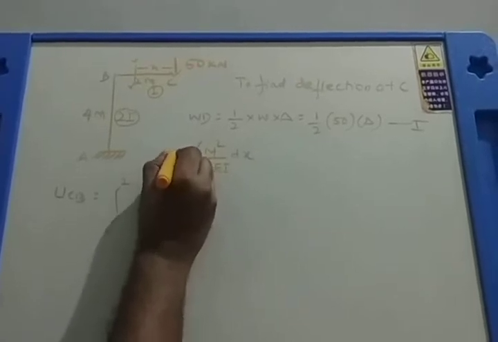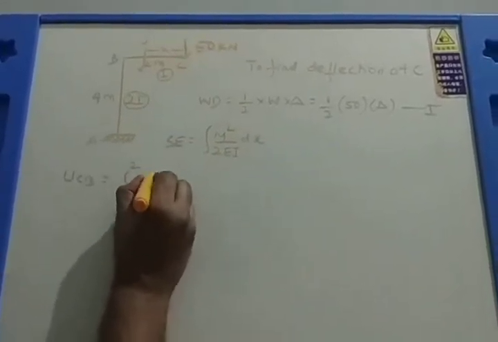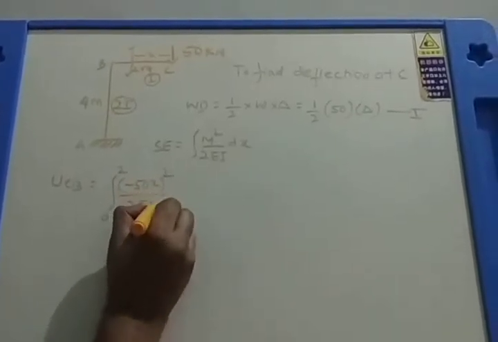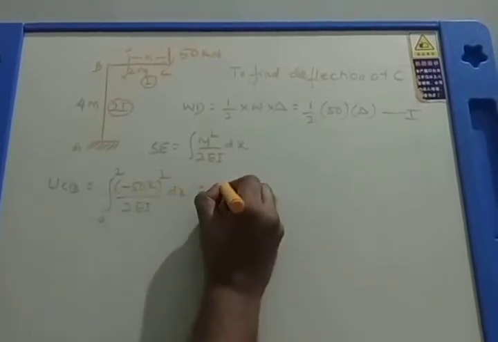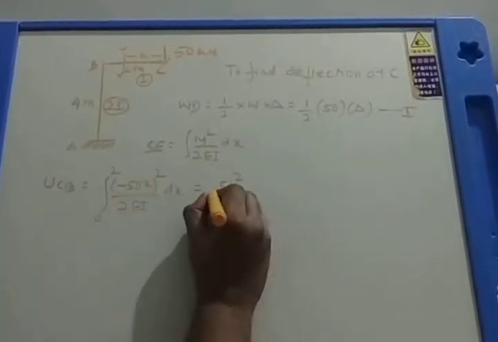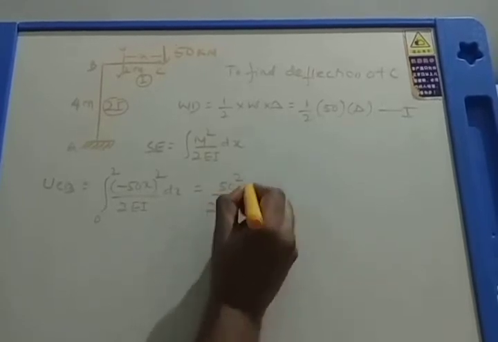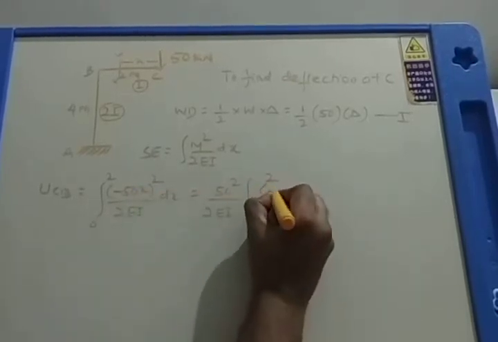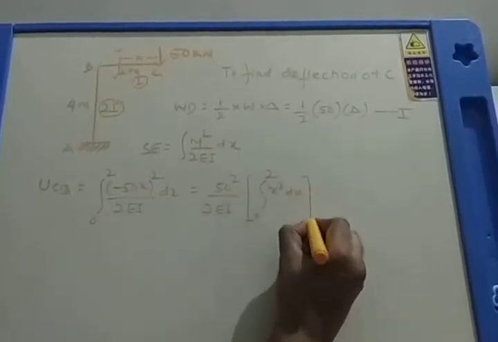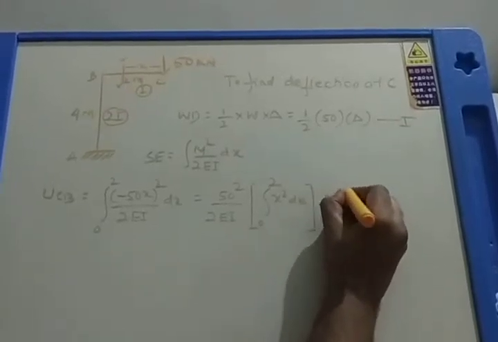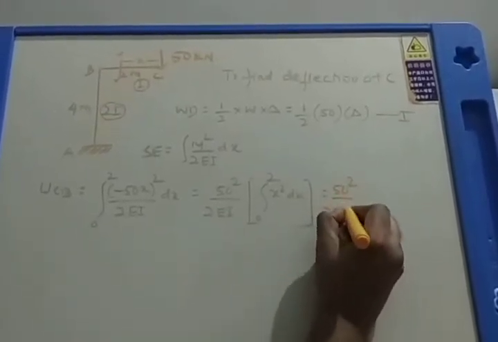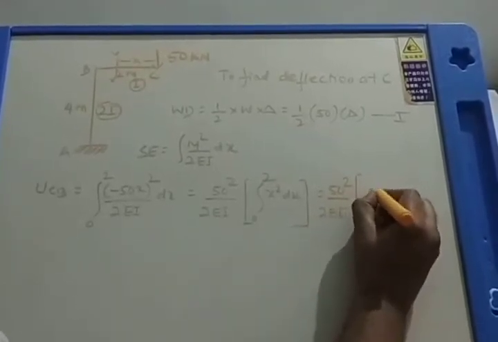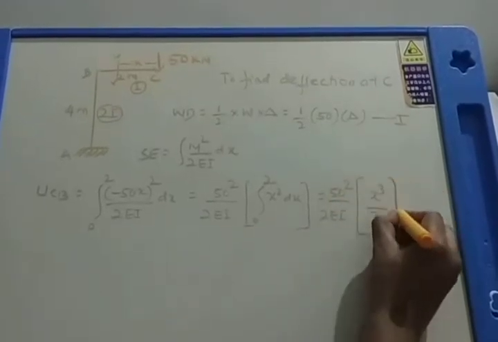So bending moment is minus 50 into X, that is M square upon 2EI dx. Let us simplify now. 50 square outside upon 2EI, that is also outside. What is left out is integration 0 to 2 x squared dx. Now you know that it's very simple. 50 square upon 2EI, integration x square is x cube by 3. X cube by 3, I can write one more step, x cube by 3.